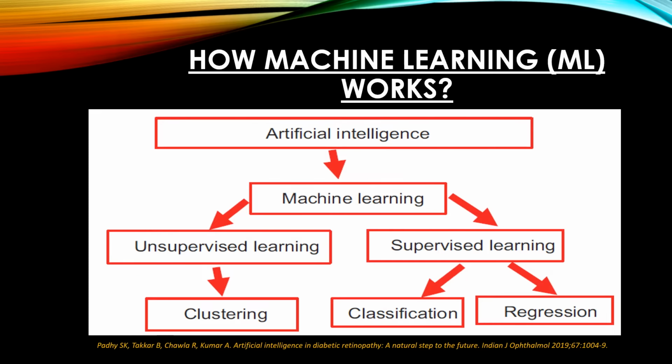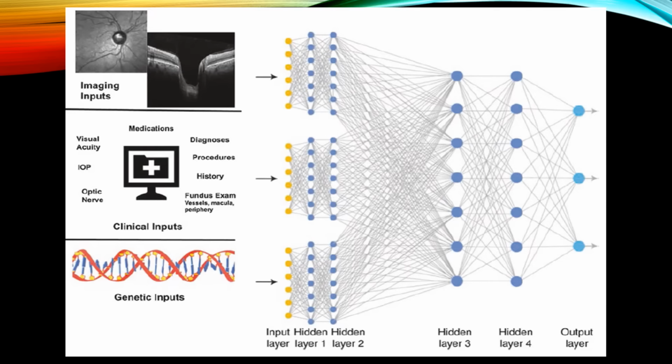So here we can see that the convolutional network is being processed, in which there's an input layer followed by a number of hidden layers and finally an output layer. For example, we have a number of clinical and imaging inputs. We have visual acuity, the IOP, the optic nerve imaging, the various diagnostic procedures that have been conducted, history, the fundus examination, genetic inputs, OCT, RNFL, imaging inputs, and finally leading to an output. So this is how AI works, amalgamates all the inputs and comes out with an output.